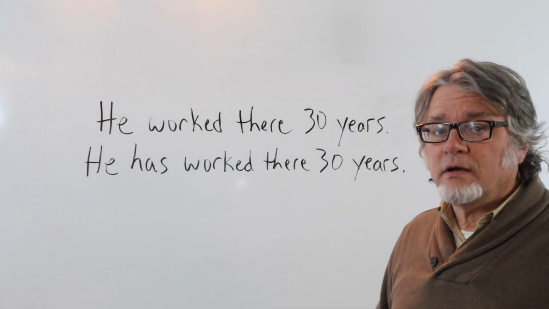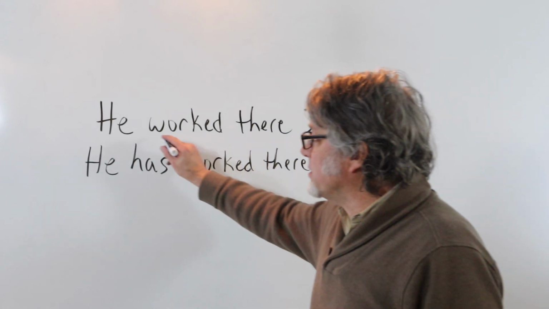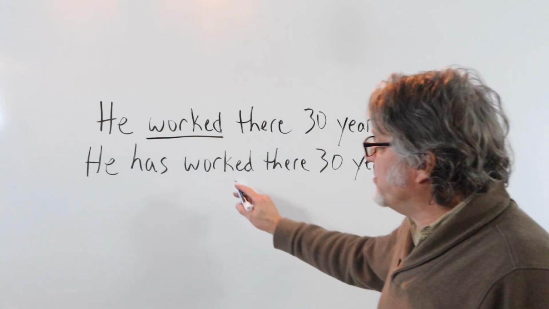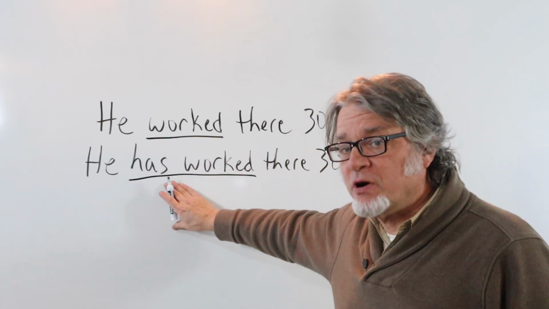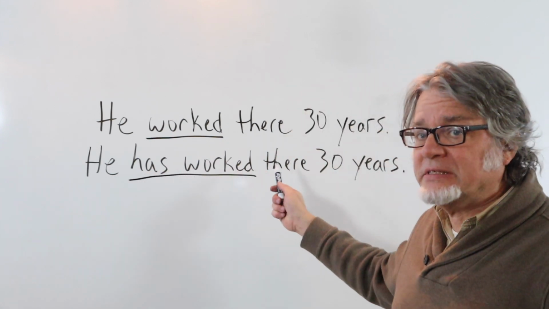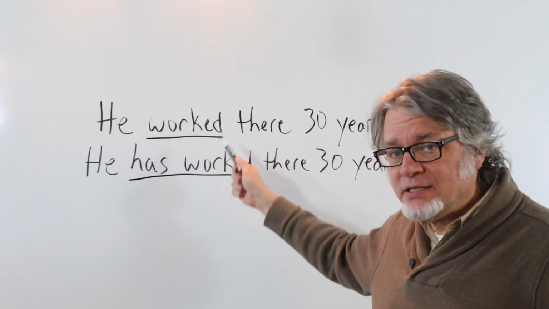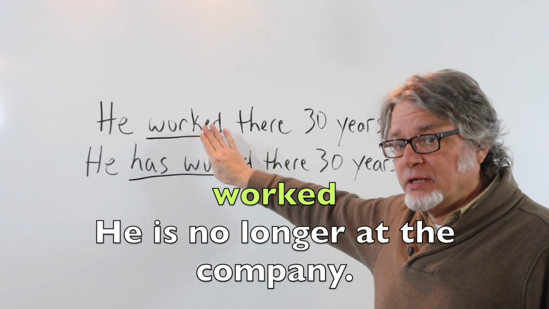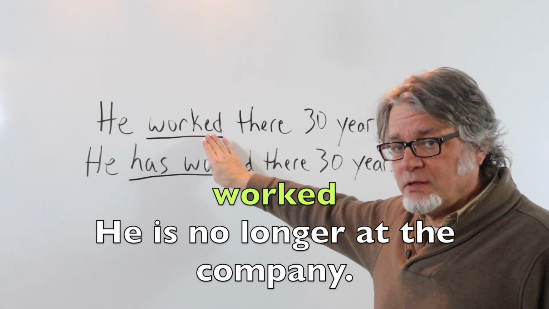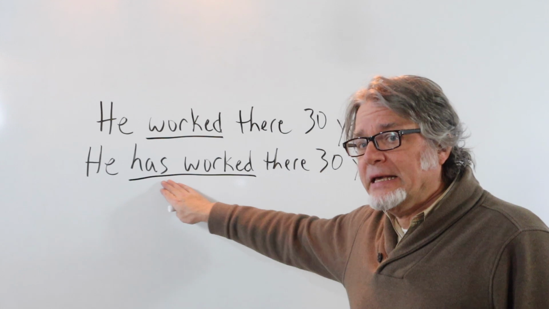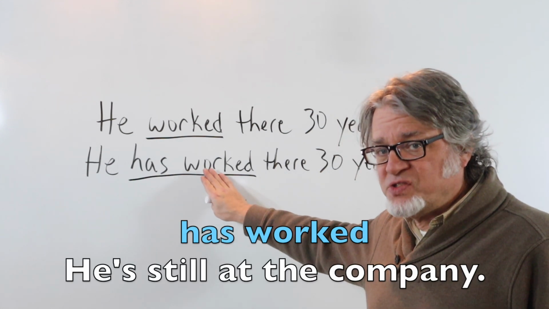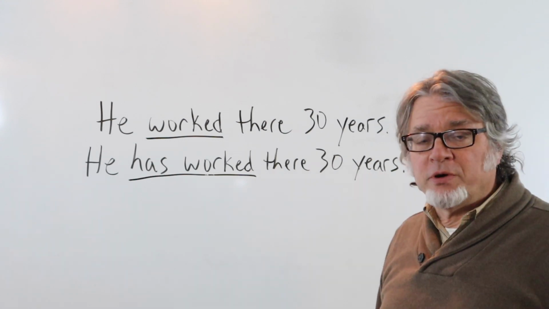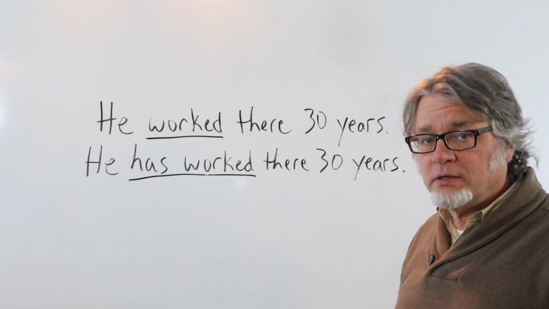He worked there 30 years. Here's the past tense. He has worked there 30 years. Here's the present perfect tense. What's the difference between these two sentences? In this sentence, he is no longer at the company. His work is finished. In this sentence, he's still at the company. He's still at his job. He has worked there 30 years, and perhaps he'll continue to work there.